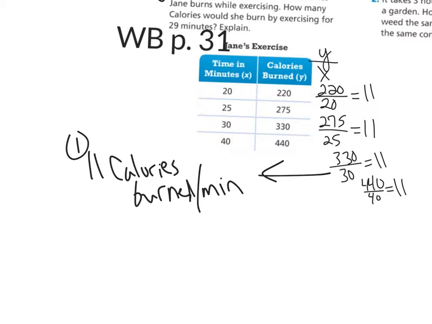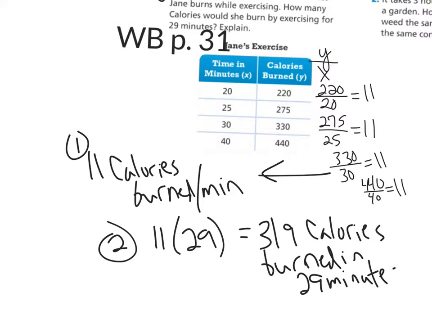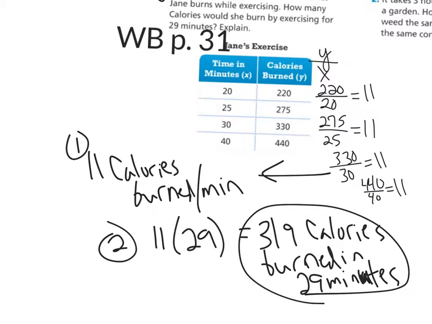Okay, so 11 calories burned per minute, and we're going for 29 minutes. So you could then take 11 times 29, which is 319 calories burned in 29 minutes. There are a couple of other options you have. One option somebody in one of the classes mentioned is that on our table, we know in 30 minutes it was 330 calories. So 11 calories a minute.